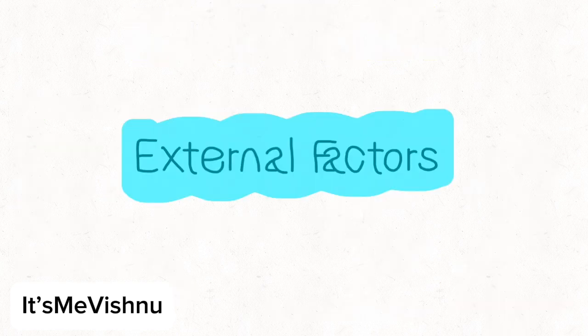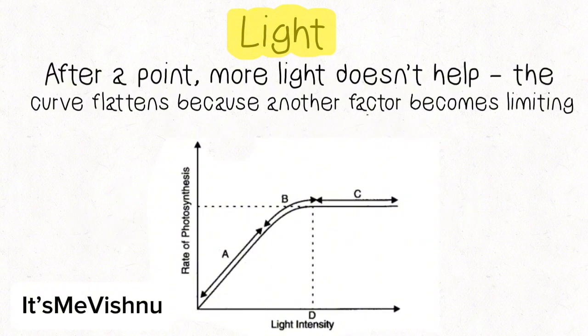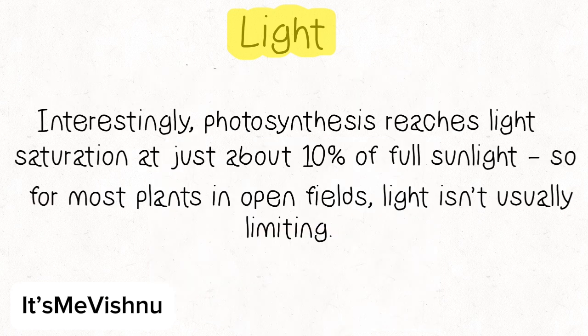External factors. Light. Light is the most obvious factor. At low light intensity, the rate of photosynthesis increases as light increases. But after a point, more light doesn't help. The curve flattens because another factor becomes limiting. Interestingly, photosynthesis reaches light saturation at just about 10% of the full sunlight. So for most plants in open fields, light isn't usually limiting.